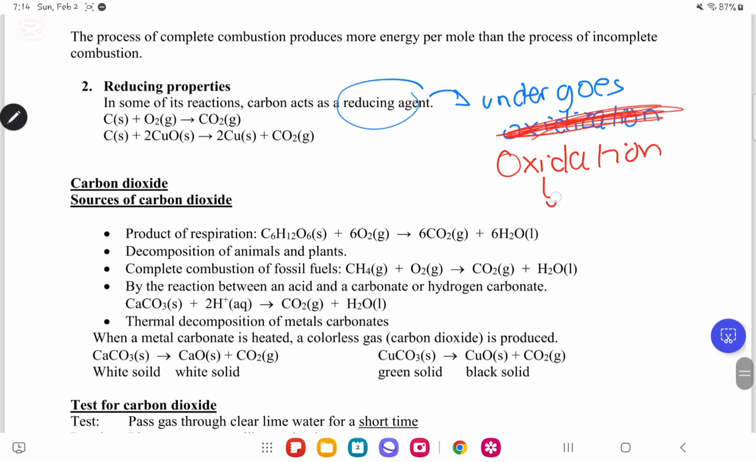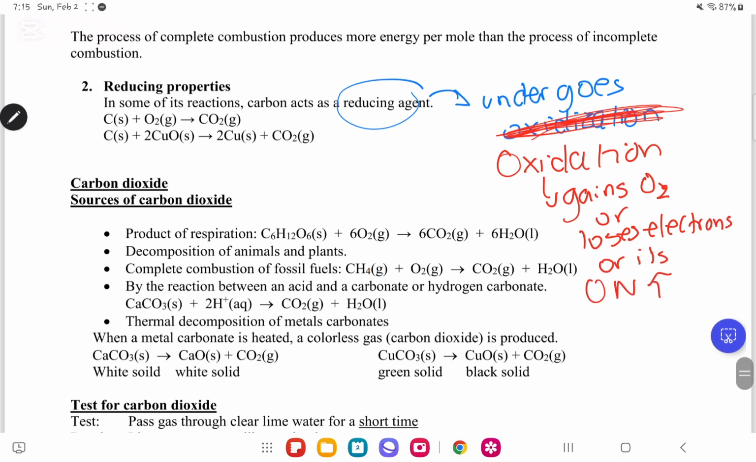That means it either gains oxygen or loses electrons, or its oxidation number increases. Okay, so here definitely its oxidation number is going to increase from 0 to +4. So here it is a reducing agent. Same goes for over here. Here it will increase from 0 to +4. So reducing agent means it undergoes oxidation, so it gains O2 or loses electrons, or its oxidation number increases.